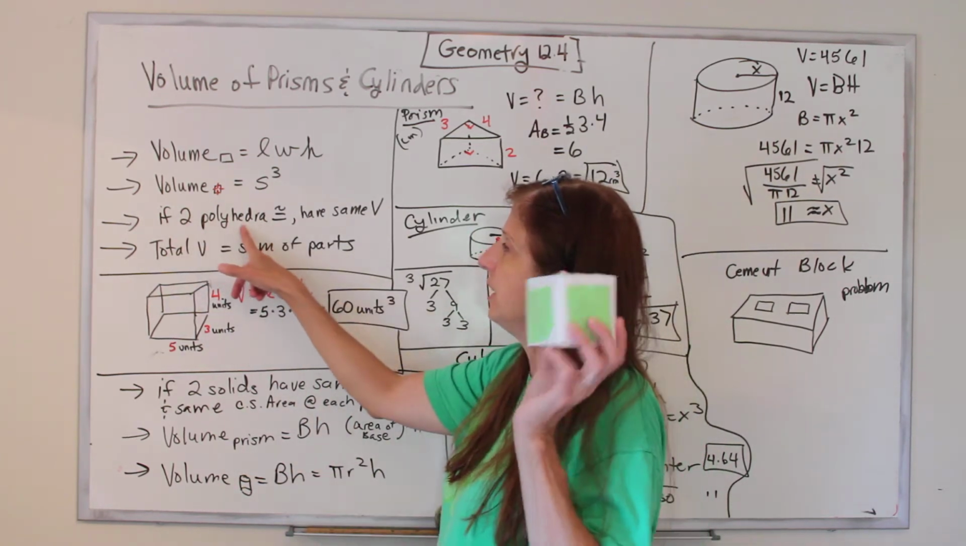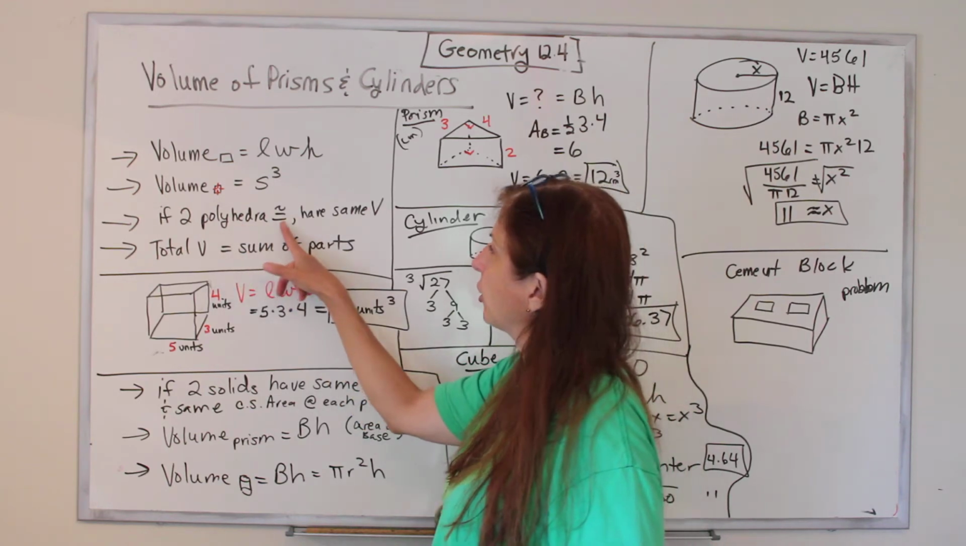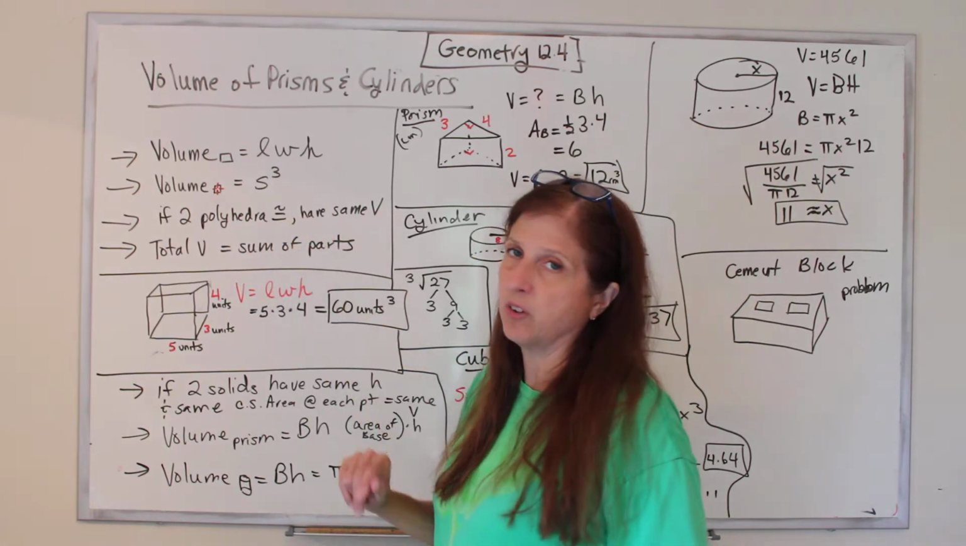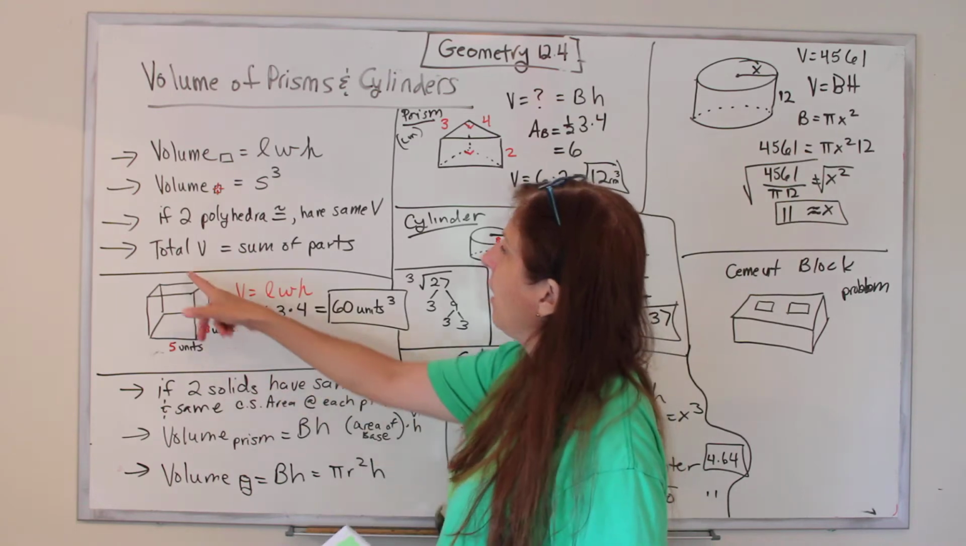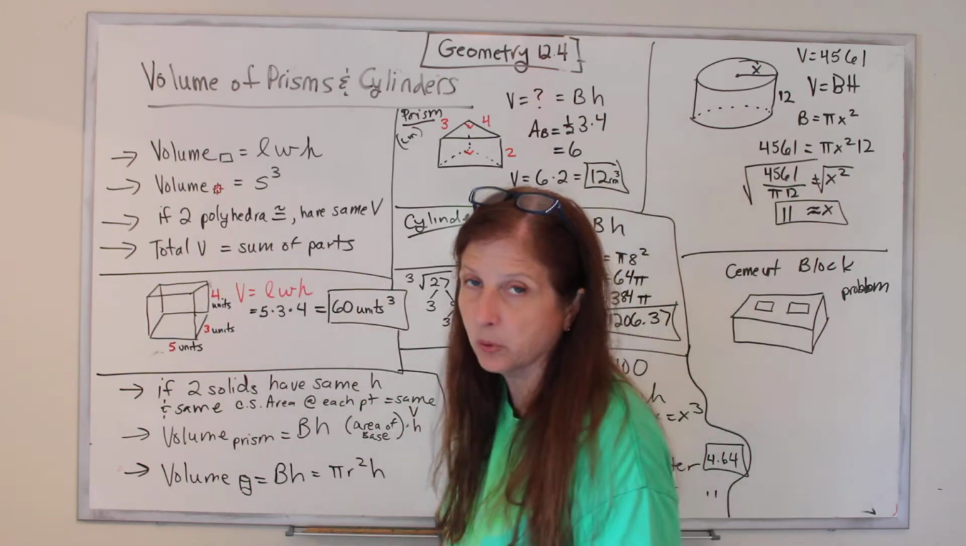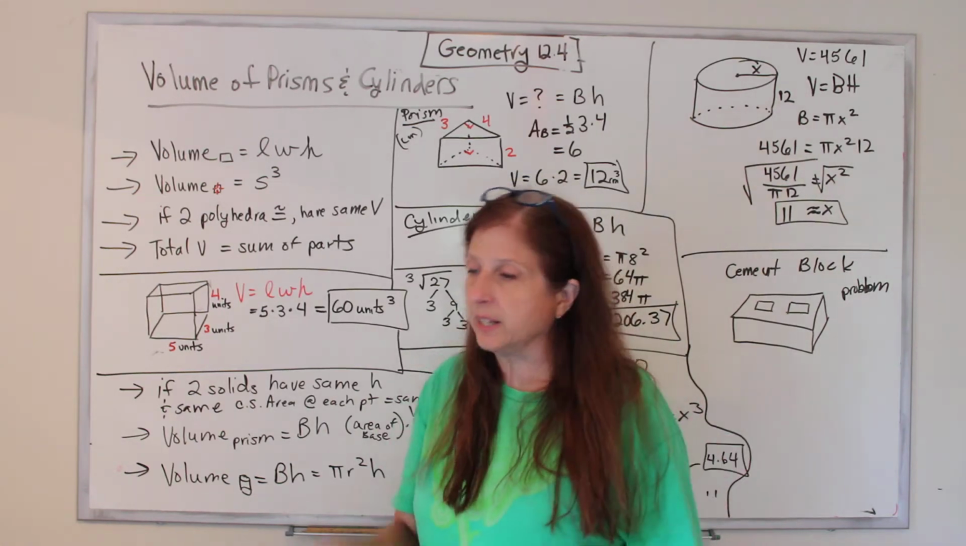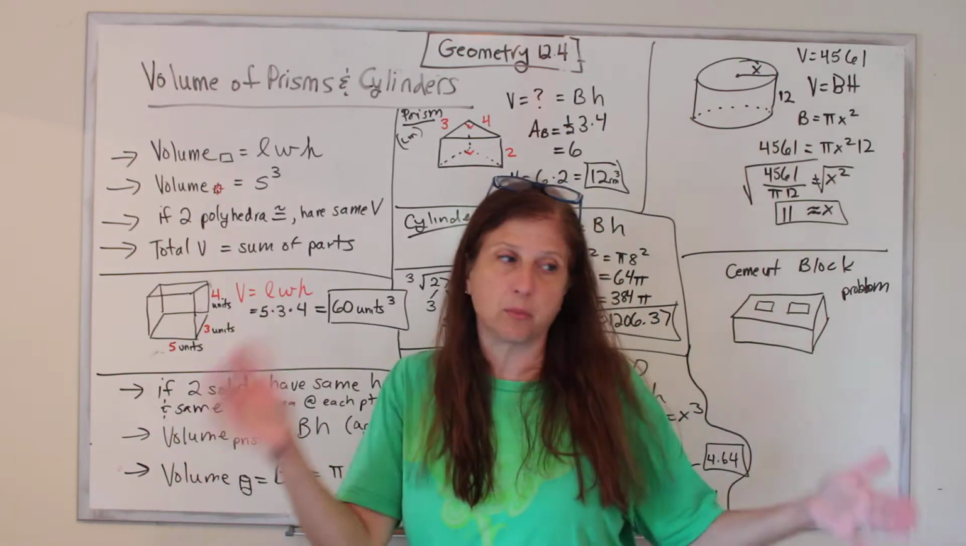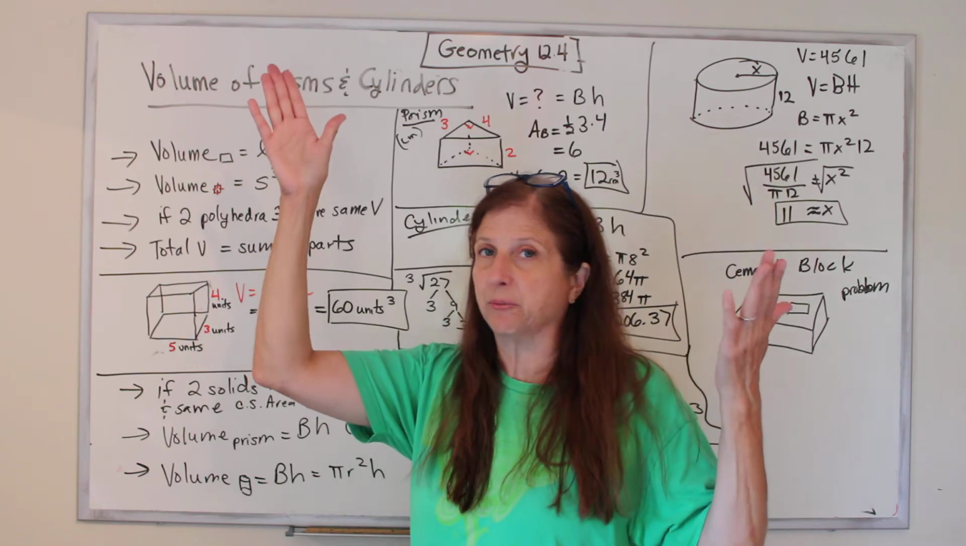If 2 of these shapes, 2 polyhedra, are congruent, they will have the same volume. That makes sense. The total volume of something is the sum of its parts. You can think of a swimming pool. You got the volume of the deep end and you got the volume of the shallow end. The volume of the pool is all of it added together, right?